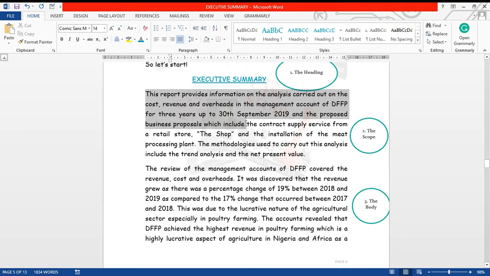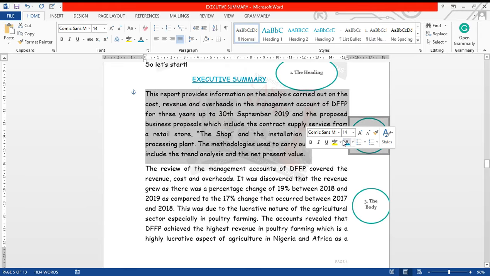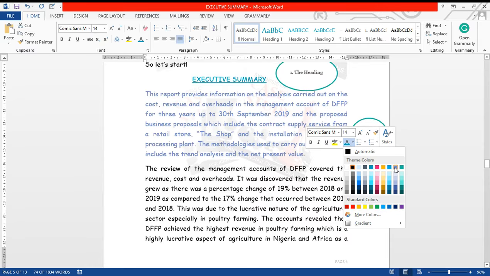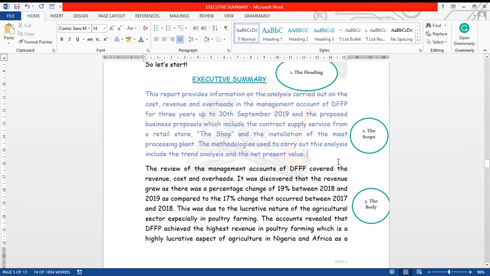So this is our scope. Let's highlight our scope. Let's use probably purple. So purple is our scope, right? This report provides information on the analysis carried out on the cost. Remember that what we're told to do, requirement one, was what? Carry out analysis on the cost, revenue, overheads in the management accounts, right? I will also check the what?